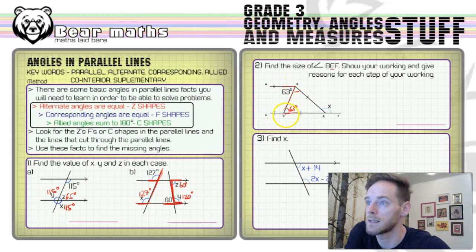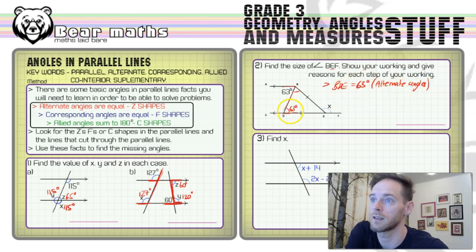Now this angle is also 63 degrees, because it's a Z angle, so I'm going to write down BDE, angle BDE equals 63 degrees. And the reason is alternate angles. Alternate angles are equal, indicated by the fact I've said it's 63 degrees. Angle DBE also is 63 degrees. So DBE equals 63. And the reason is isosceles triangle.